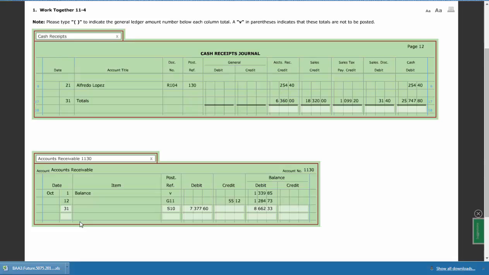So let's get that $6,000 posted correctly. Date is the 31st. Post reference is going to be CR12, Cash Receipts Journal, page 12, and I'm going to credit it for $6,360. And again, I have a debit balance and crediting, so I have to subtract.